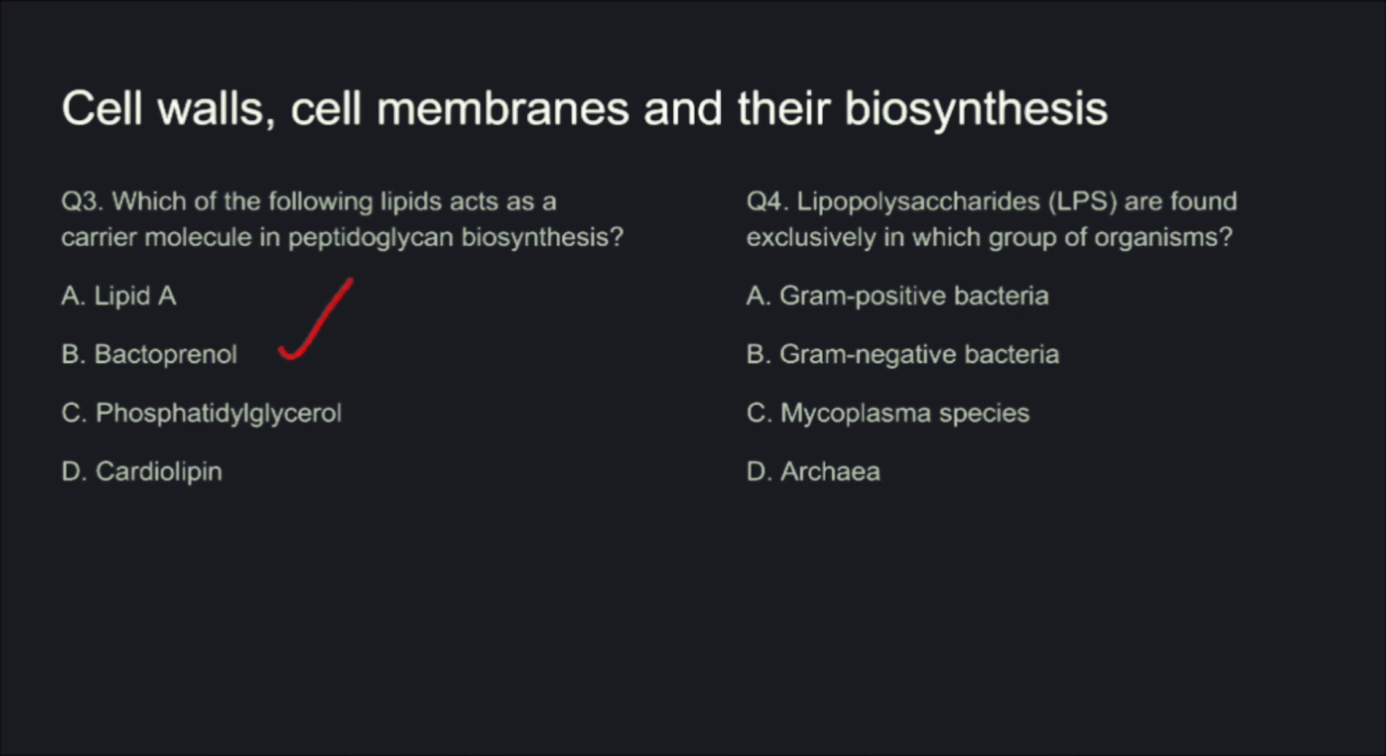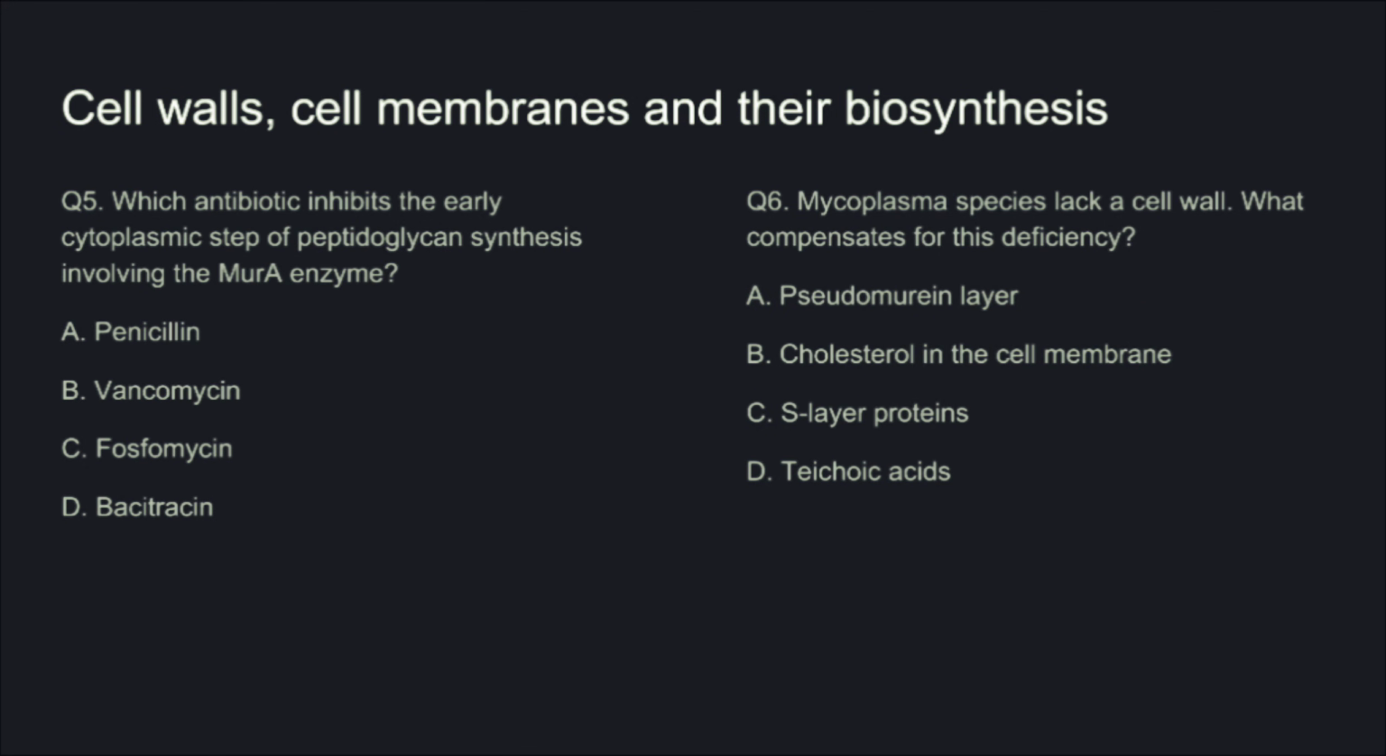Lipopolysaccharides are found exclusively in which group of organisms? Options are A. gram-positive bacteria, B. gram-negative bacteria, C. mycoplasma species, D. archaea. Correct option is option B, gram-negative bacteria. Easy question. Now next is question 5.